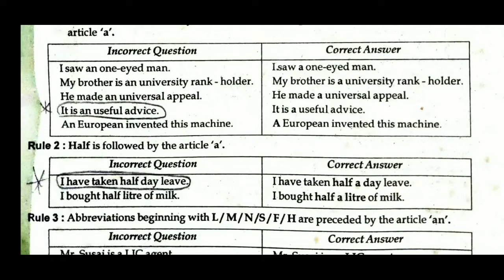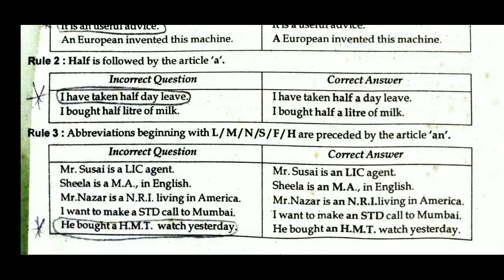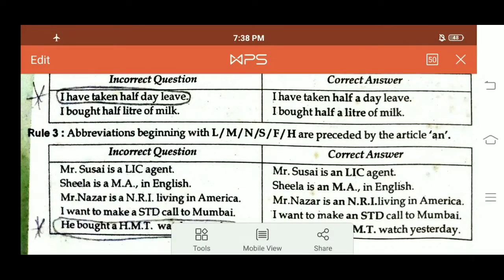Rule 3. Abbreviations beginning with L, M, N, S, F, H are preceded by the article an. For example, Mr. Susai is a LIC agent. Whenever you find abbreviations, that should be preceded by an. Mr. Susai is a LIC agent is incorrect. Mr. Susai is an LIC agent.